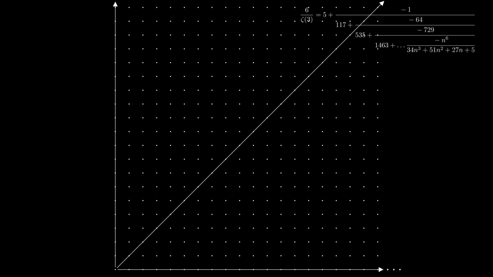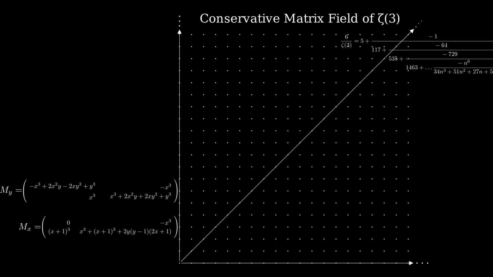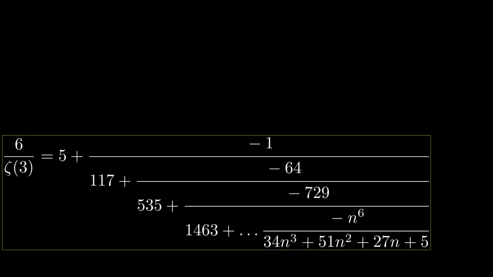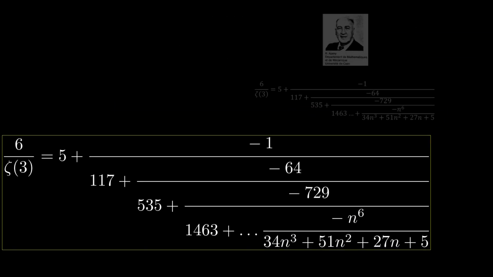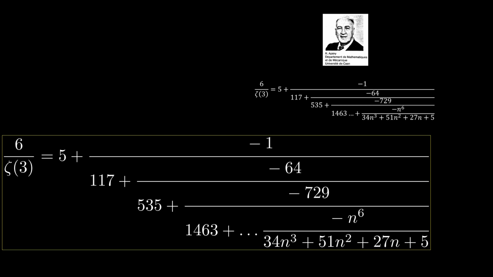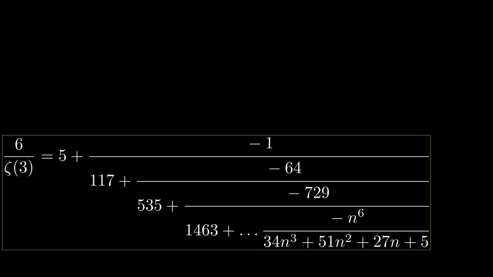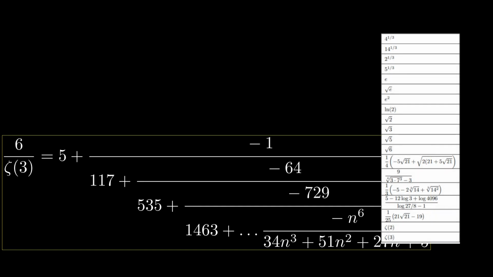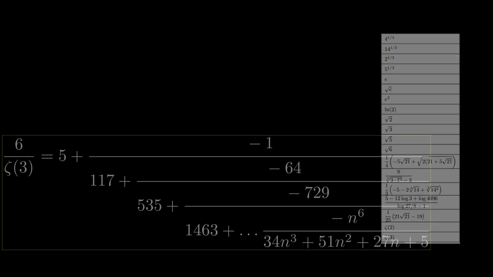Let's look again at the conservative matrix field of z of 3. Do you recognize this continued fraction? It turns out this is exactly the continued fraction Apéry used to prove z of 3 is irrational. Isn't that neat? We found a systematic way to derive the continued fraction at the heart of his proof. There are many more constants which can be proven to be irrational in this way.